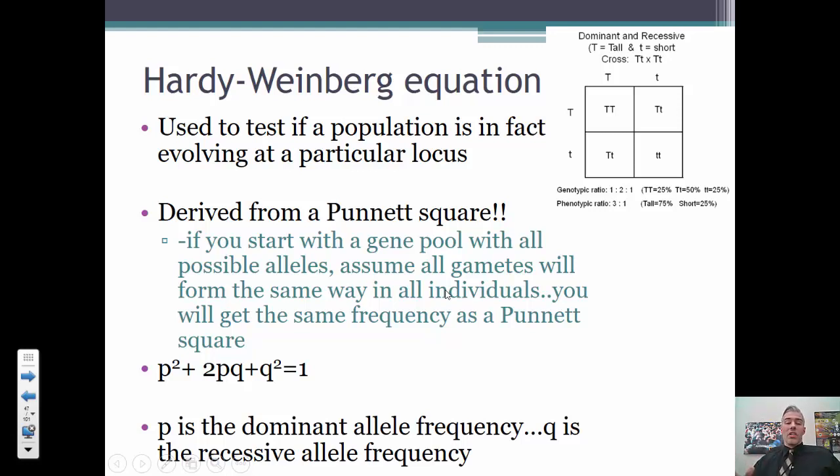So if you start with a gene pool of possible alleles, and you assume that gametes form the same in all individuals through the meiotic process, you will end up getting in that population the same frequency as you would expect to see in a Punnett square. So the Hardy-Weinberg equation is actually p squared plus 2pq plus q squared equals 1, where p is the dominant allele frequency and q is the recessive allele frequency. So you may be like, well, how does that relate to that Punnett square we just did?